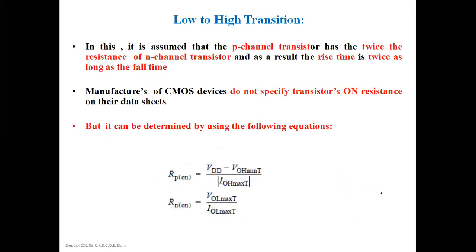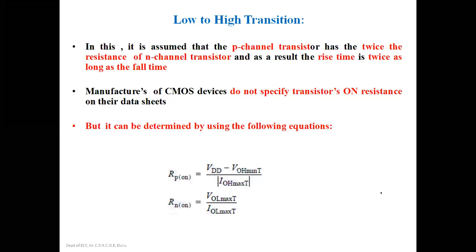And the last point regarding the transition time. In this analysis, it is assumed that the P channel transistor has twice the resistance of the N channel transistor. It is double that of the N channel transistor. As a result, the rise time is twice as long as the fall time here.